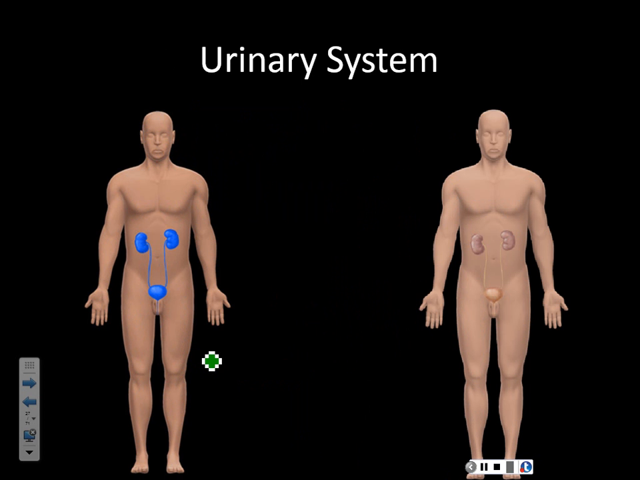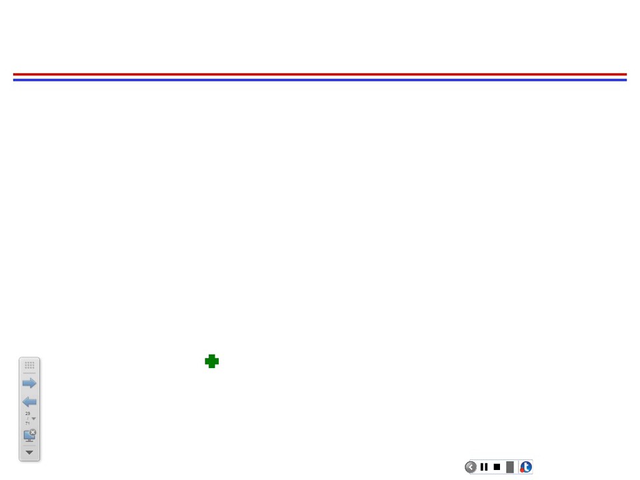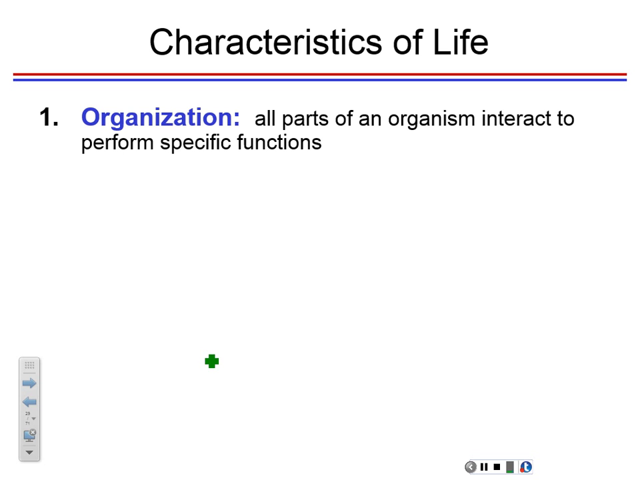Cardiovascular system, we'll do in ANP2. Urinary system, again, also ANP2. And the reproductive system, we'll do that in ANP2 as well. All right? So these are the characteristics of life now. All right? I remember at the beginning I was talking about how very complex this human body is. So it's got to be well organized. All right? It's got to be very, very well organized.